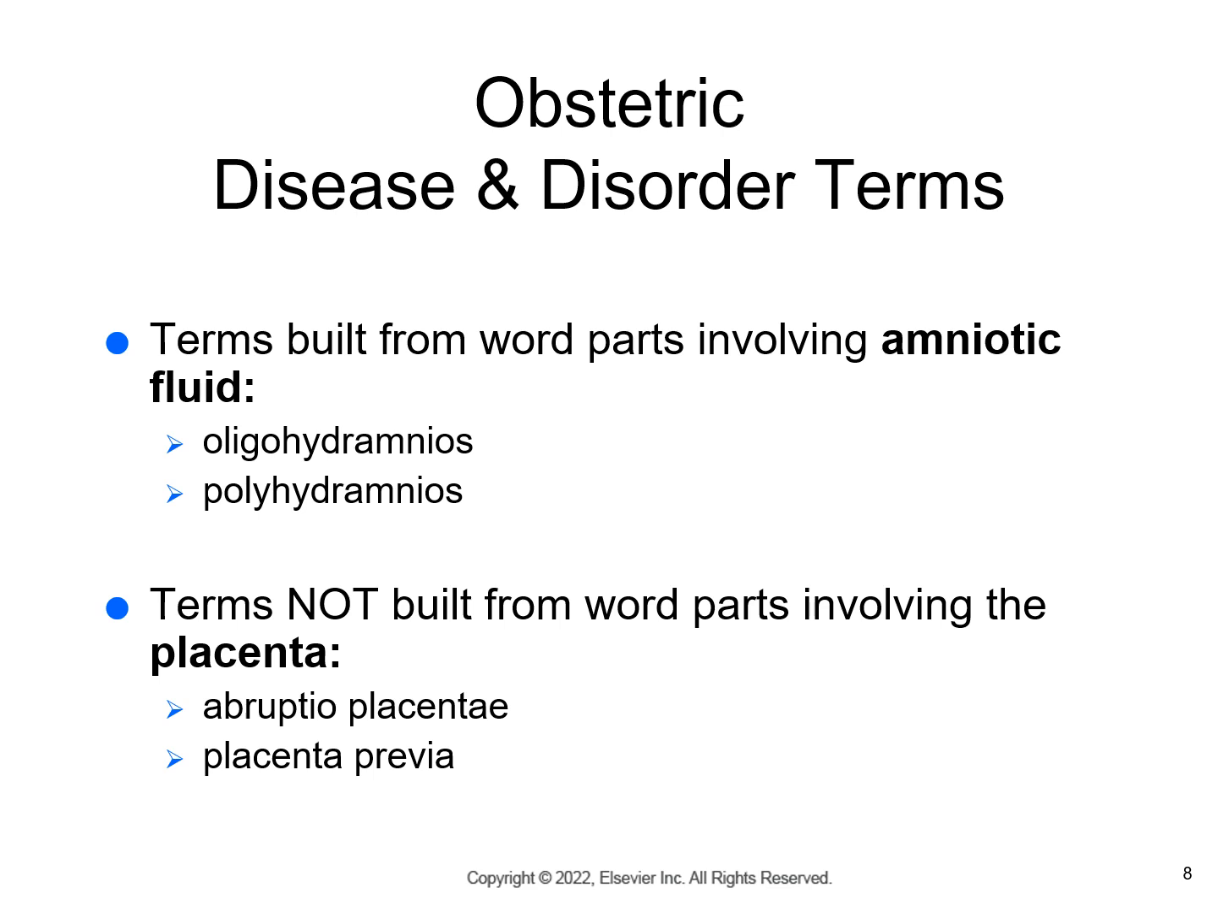Terms that are not built from word parts that involve the placenta include abruptio placentae, which is premature separation of the placenta from the uterine wall. It's also called placental abruption. And placenta previa, which I discussed a few slides ago, which is where the placenta is attached down inferiorly over the top of the cervix. So when that happens, that is risky for the pregnancy and often requires the mom to be on bed rest, and it often also requires a C-section for delivery.